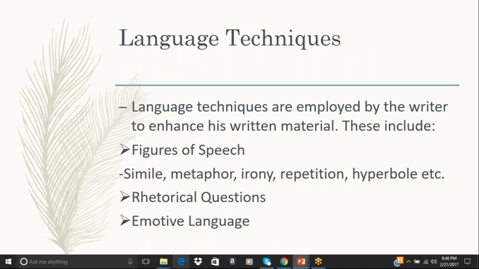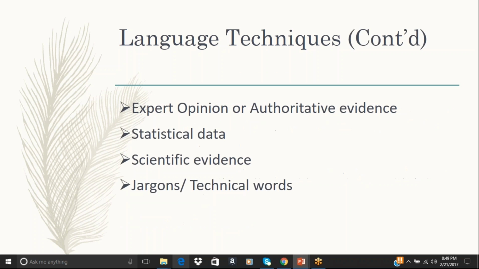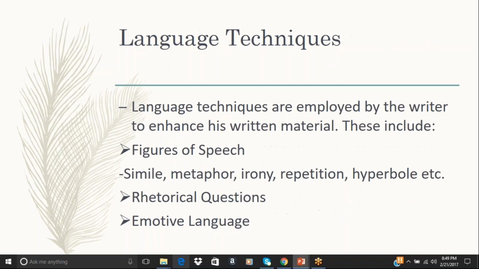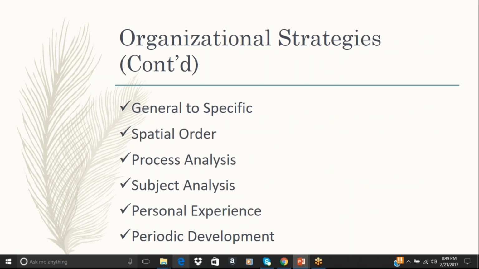All right. Language techniques, on the other hand, these are employed by the writer. Yeah. Question. Sorry about that, sir. Oh, all right. I wanted to ask about subject analysis and process analysis, sir. Yeah. Hold on. What do you mean by that again, sir?